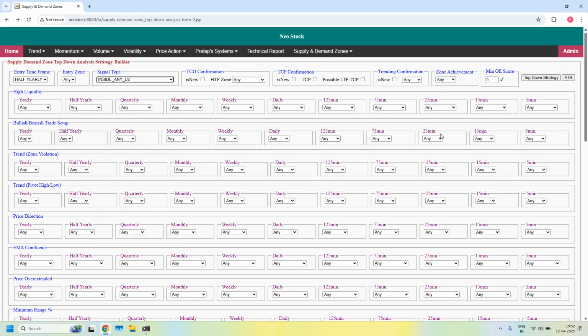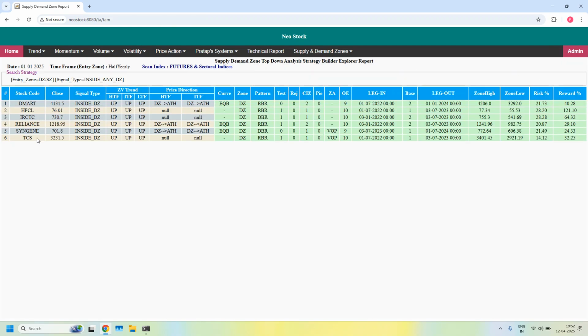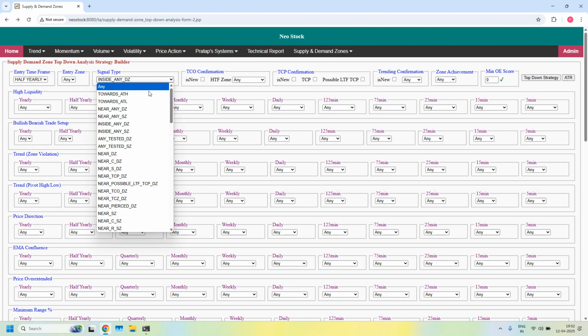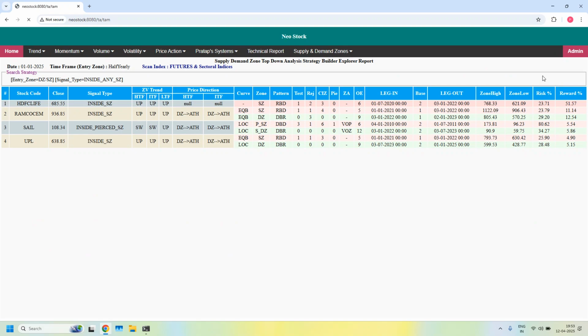Price closed inside the half yearly demand zone. We got 6 stocks. Top companies, Reliance, TCS, they are part of this, and IRCTC, inside the half-yearly demand zone. Okay, next. Price closed inside the half-yearly supply zone. We got 4 stocks.